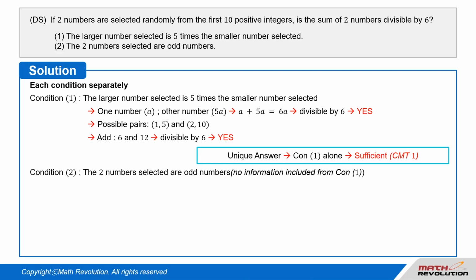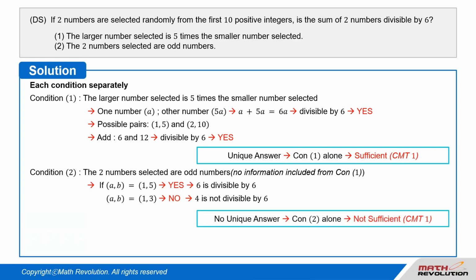Condition 2 tells us that the two numbers selected are odd numbers. Now, we should not include any information from condition 1 while analyzing this condition. If A and B are 1 and 5, the answer is yes, as 6 is divisible by 6. But if A and B are 1 and 3, the answer is no, as 4 is not divisible by 6. Here, we do not have a unique answer, as we get both a yes and a no, so the condition is not sufficient by CMT 1, which states that if you are getting both yes and no from the same condition, the condition is not sufficient.